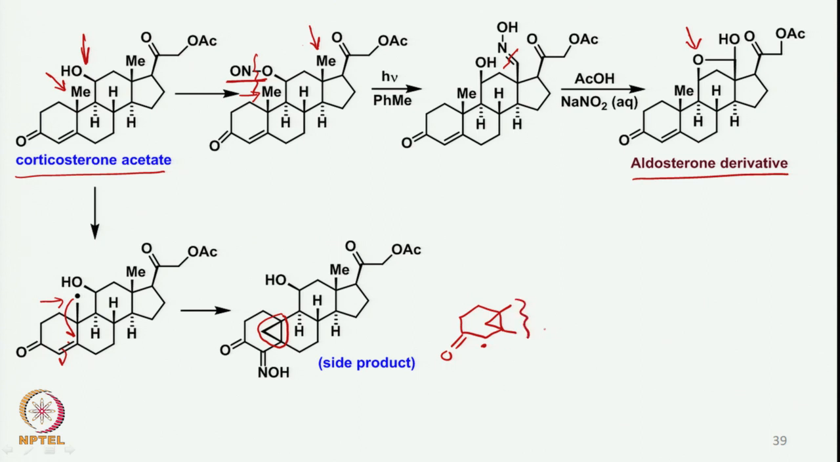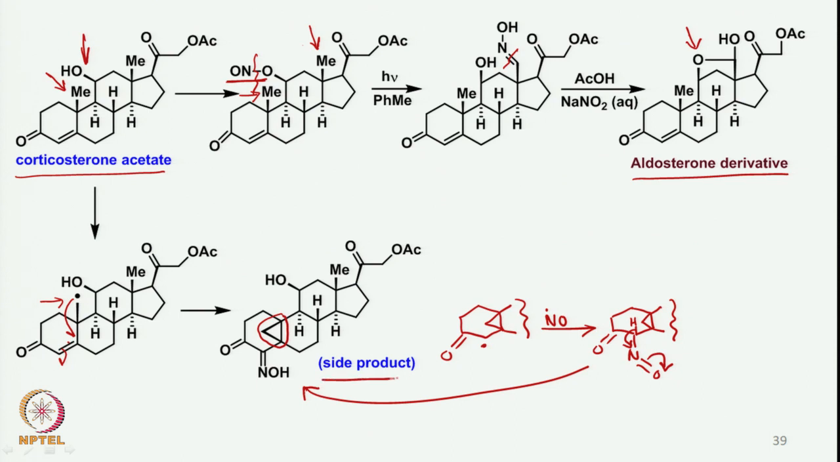And now this reacts with the NO radical to form this oxime via the nitroso molecule to form the corresponding product. I can show in this fashion that this is how it is going to form. So this appears to be a side product, but it is an interesting side product because such a reaction is possible if the other radical is formed.